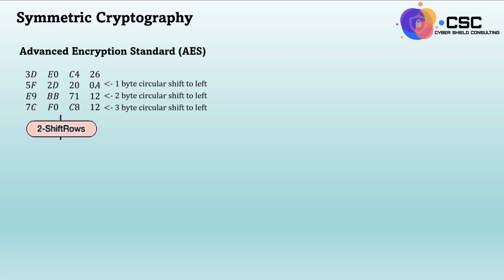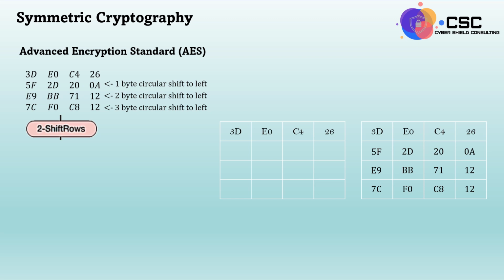Let's go through an example using the initial state matrix. Now we'll notice how the rows are shifted, but columns remain unchanged. This ensures that each column now contains a mix of bytes from different parts of the original state. This is very crucial for diffusion, making AES encryption much stronger. So now I need to bring the laser pointer and show how this works.